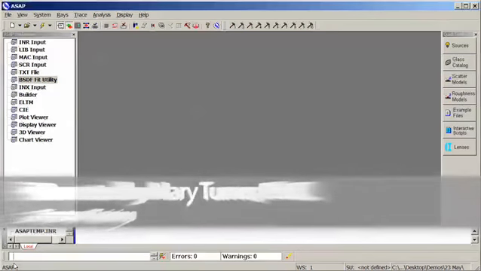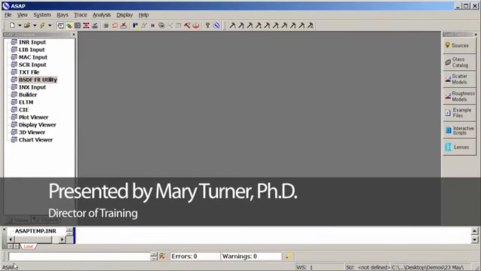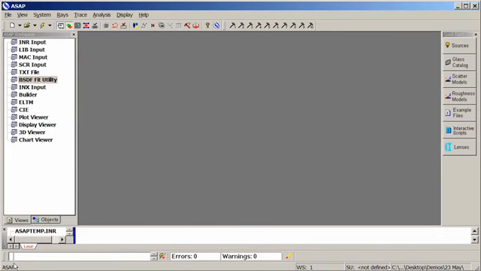ASAP allows you to model both surface as well as volumetric scatter to get a true idea of what's happening as any light propagates through your optical system. Let's take a look at defining volumetric and surface scatter within an ASAP model.